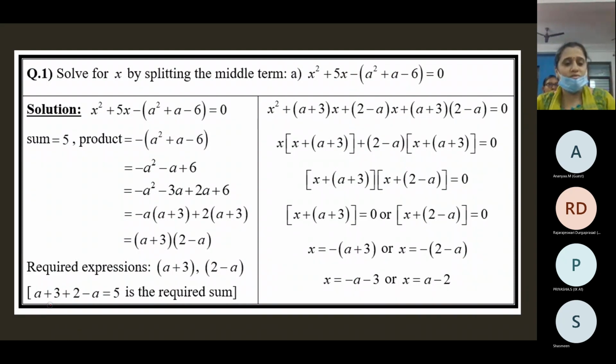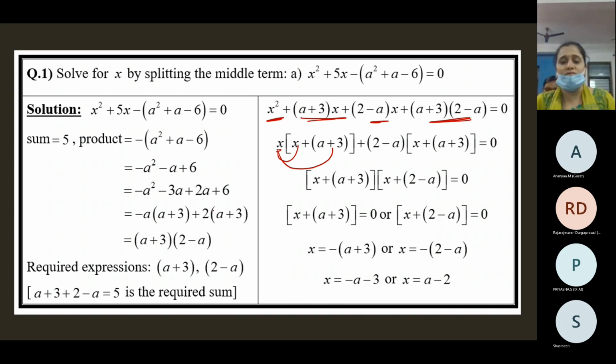Now, as usual, we group the first two terms, and the last two terms. So what's common? X is common. Okay, so x into x is x square. Then x into a plus 3 is a plus 3 of x. That's about the first and second term.